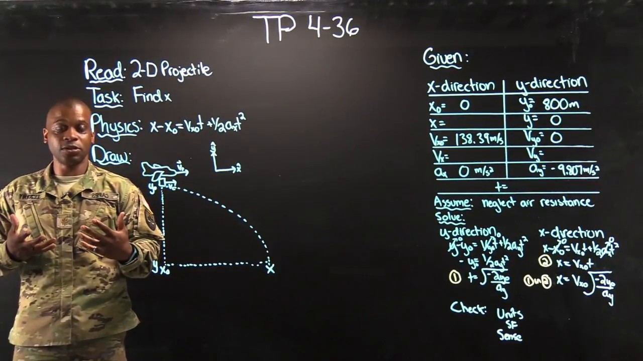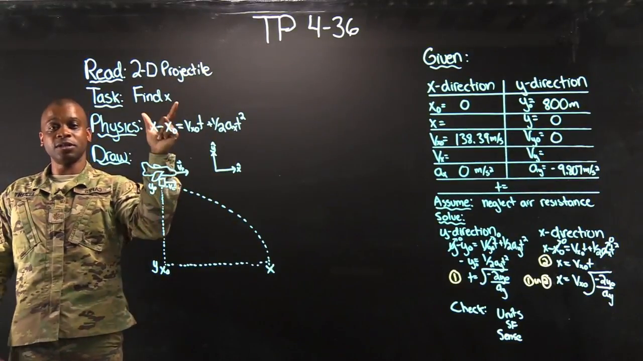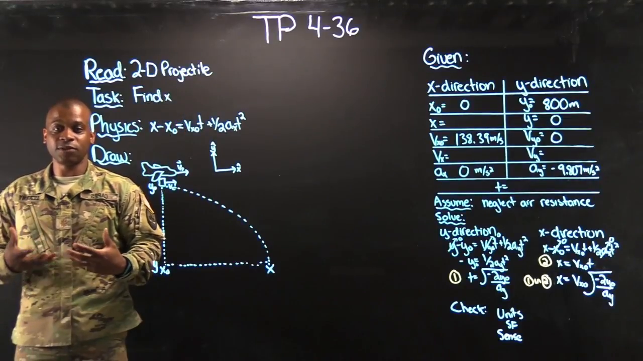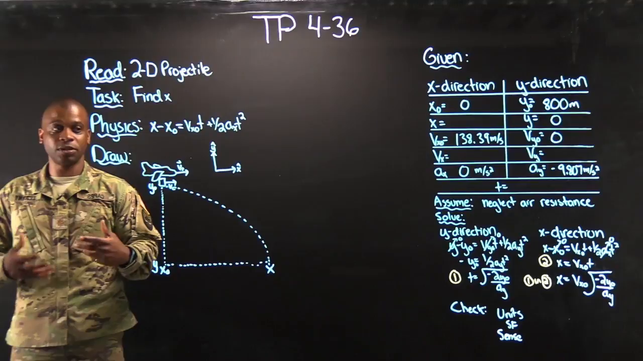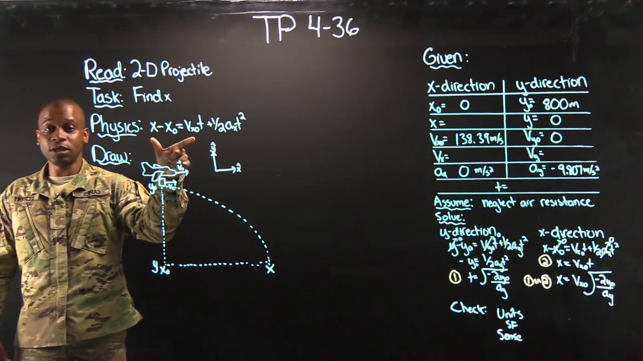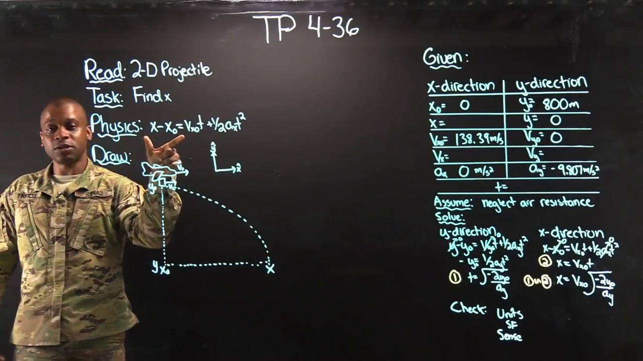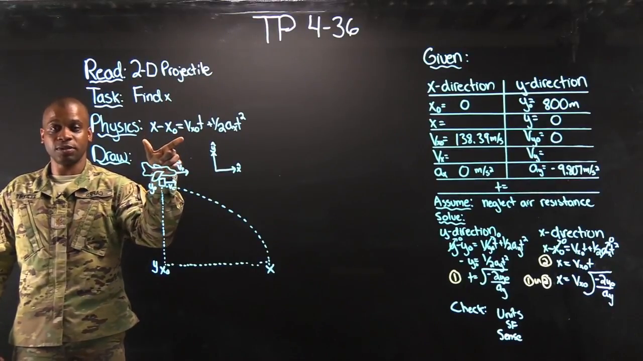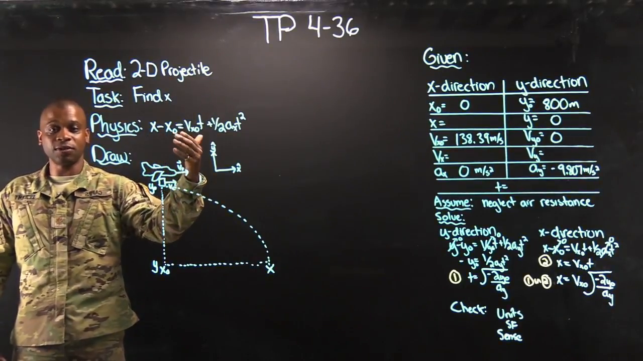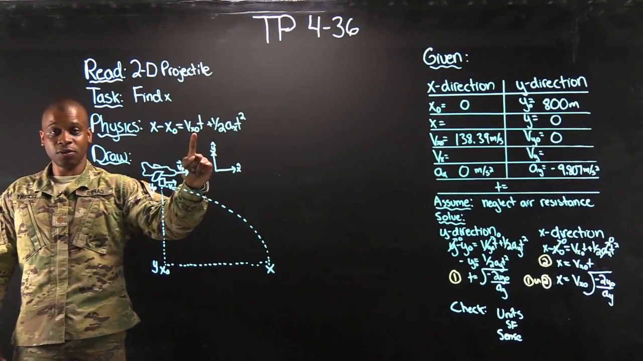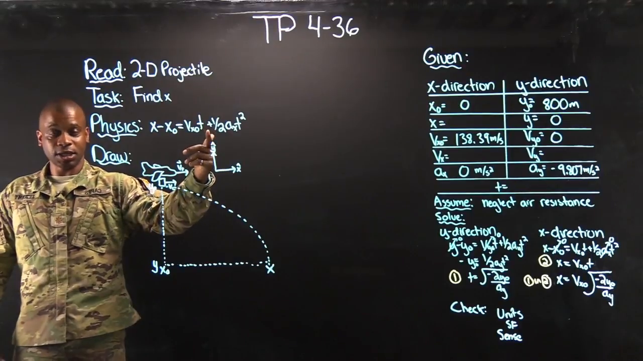What do they ask us to do? They ask us to find total horizontal displacement. Well, what's a good equation to find total horizontal displacement? Well, I have this equation here that sets us up perfectly to solve for that total horizontal displacement. And the only variables I need to find from this equation are the initial velocity and time.